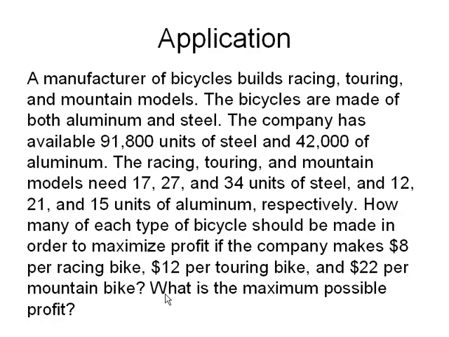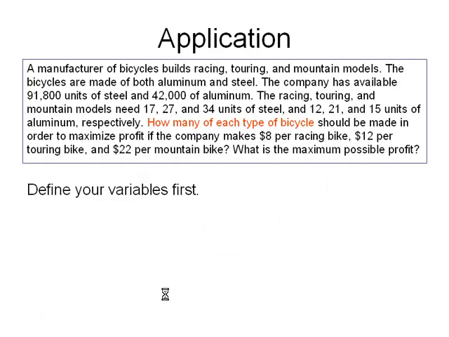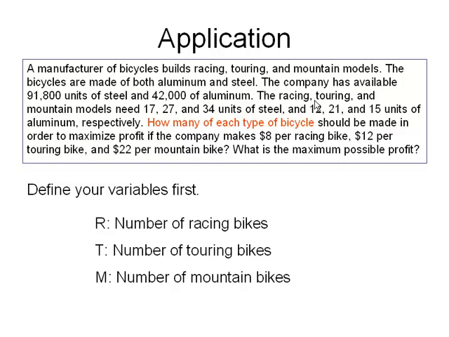So I'm going to approach this pretty much the way we do most of the problems in this class. First thing I'm going to do is define my variables. If I don't know what that is, I'm not going to get very far in this problem. And if I look at the problem, there was a part of the question that said, how many of each type of bicycle? That's my signal right there that I'm going to have to look at those three types, and I'm going to have to assign a variable for those.